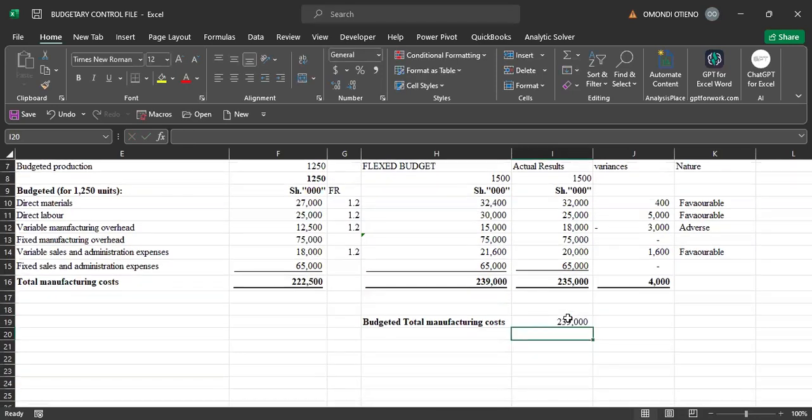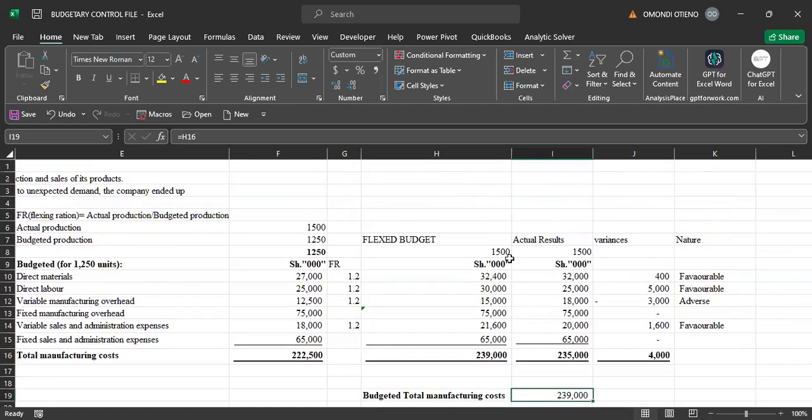Then we have the variance. So when you now bring in the cumulative variance, we should be able to arrive at what we call the actual results. So that's how we normally deal with this.